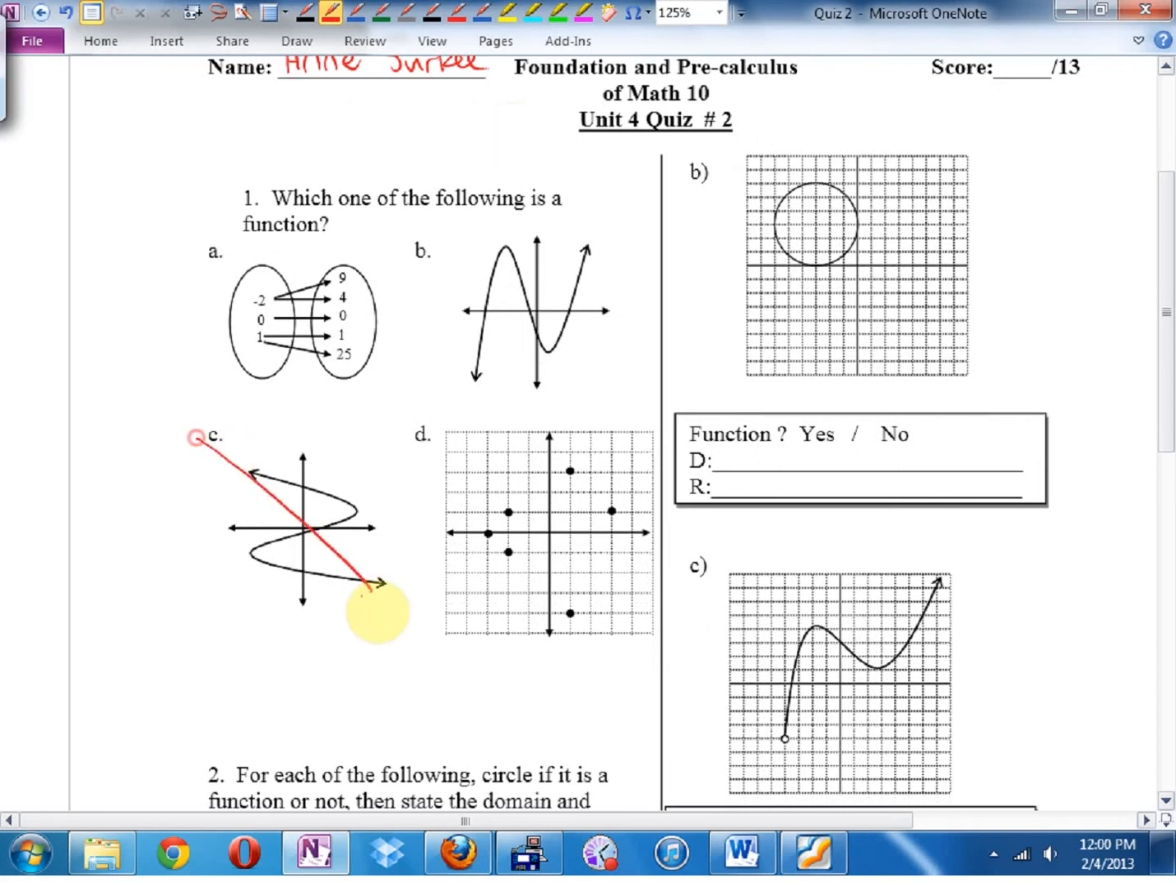Okay, that doesn't pass the vertical line test. That doesn't pass the vertical line test. Here I have one x value going to 2 different y values. That would also fail the vertical line test if I graphed it. This one does pass the vertical line test, B.